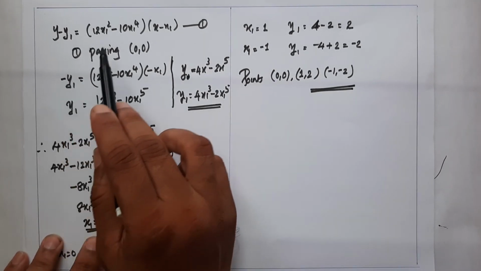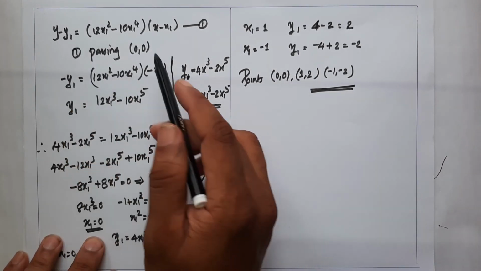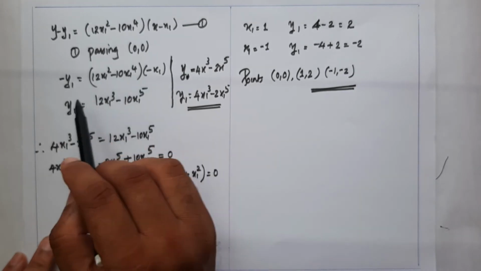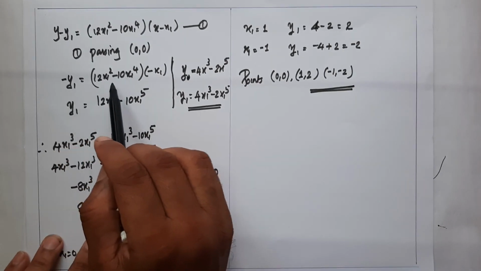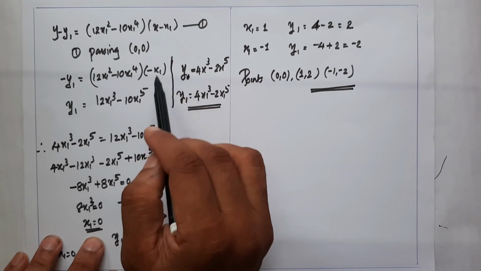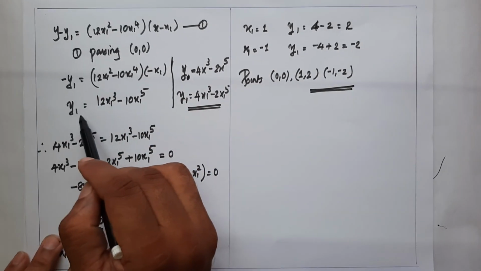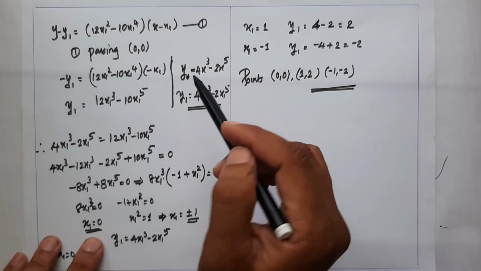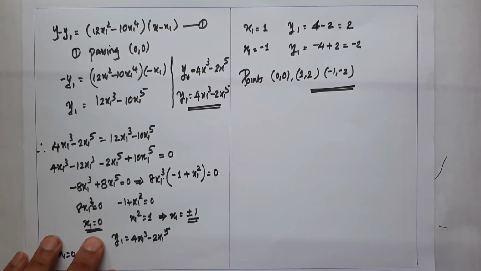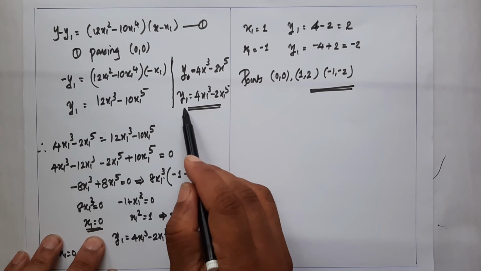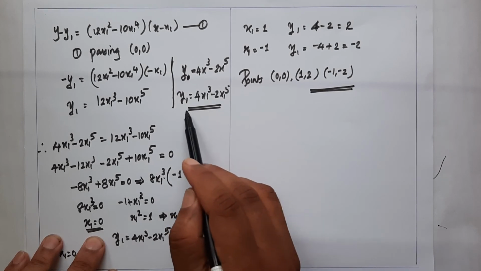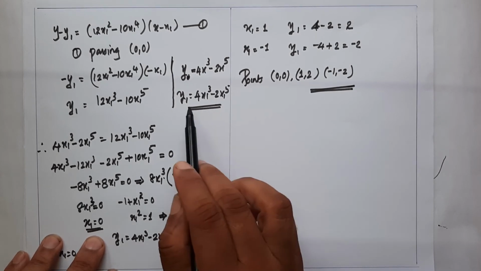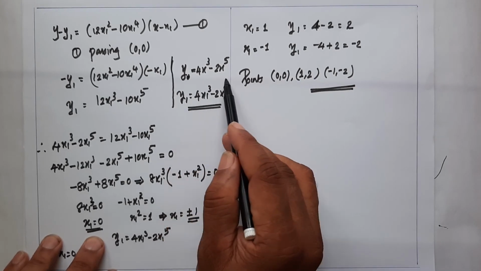Therefore 0 minus y1 is equal to, here x, y is a variable, so we pass through the origin through the variable x, y. Therefore minus y1 equals 12x1 square minus 10x1 raised to 4 into 0 minus x1. Minus minus cancel, and therefore y1 equals 12x1 cube minus 10x1 raised to 5. Here you already know x1, y1 is a point common to this tangent and the curve also. Automatically x1, y1 satisfy the given curve.